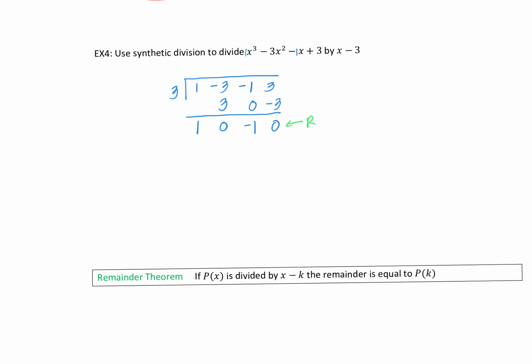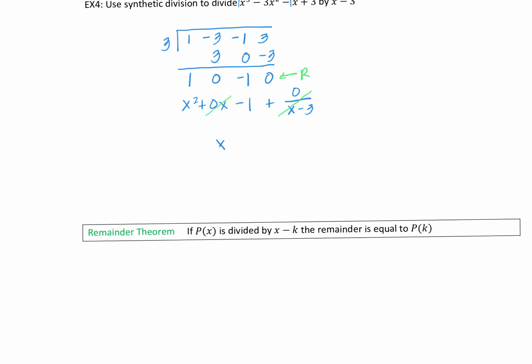And now translating this 1, 0, 1, remember this would be the squared. So that's going to be 1 times x squared, or x squared, plus 0x minus 1, plus remainder 0 over x minus 3, since we're dividing by x minus 3. However, I don't really need to write the 0x in my final answer. And the remainder 0 over x minus 3 is just 0. So that can be simplified as well, which means the final solution to this division is x squared minus 1.